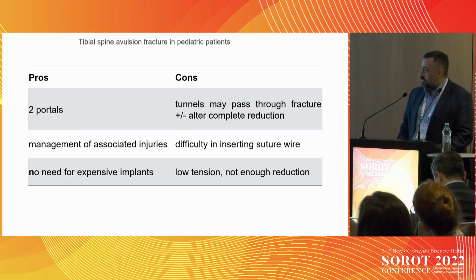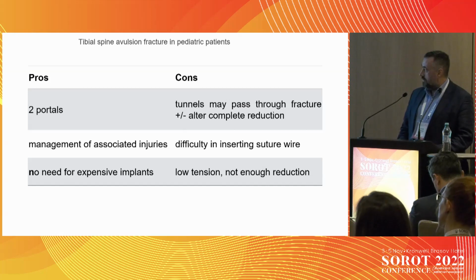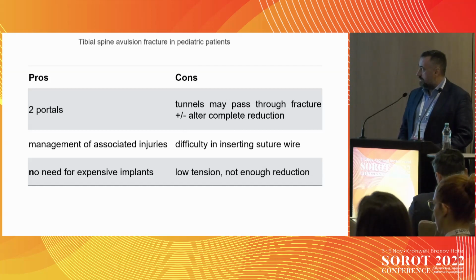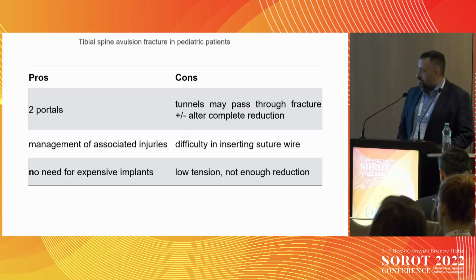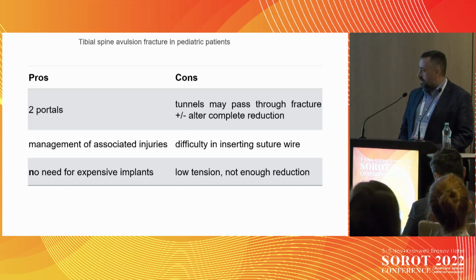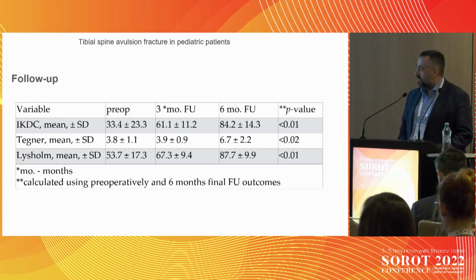As pros, we have 2 portals. As cons, the tunnel may pass through the fracture and might alter complete reduction. Also, we can manage eventual associated injuries, though there is a common difficulty in inserting the suture wire. Also, there is no need for expensive implants. As a con, you might not reach enough reduction, and you might have low tension in the final fixation.